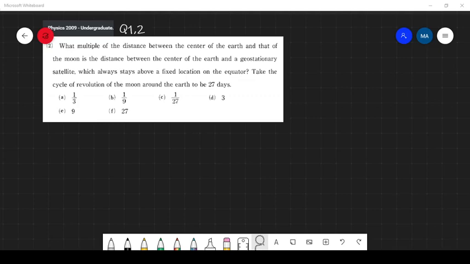So, hello everyone, let's solve the MEXT exam, physics question 2009, undergraduate students, question 1.2. So, what is the question?